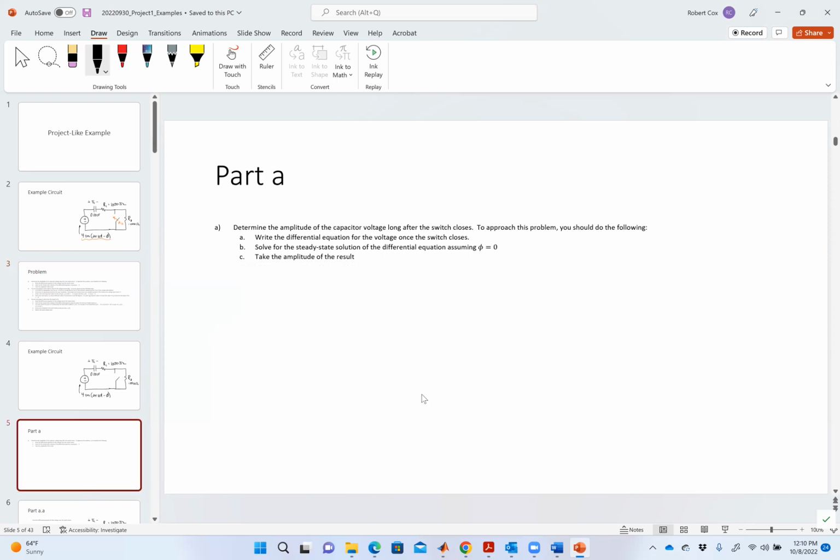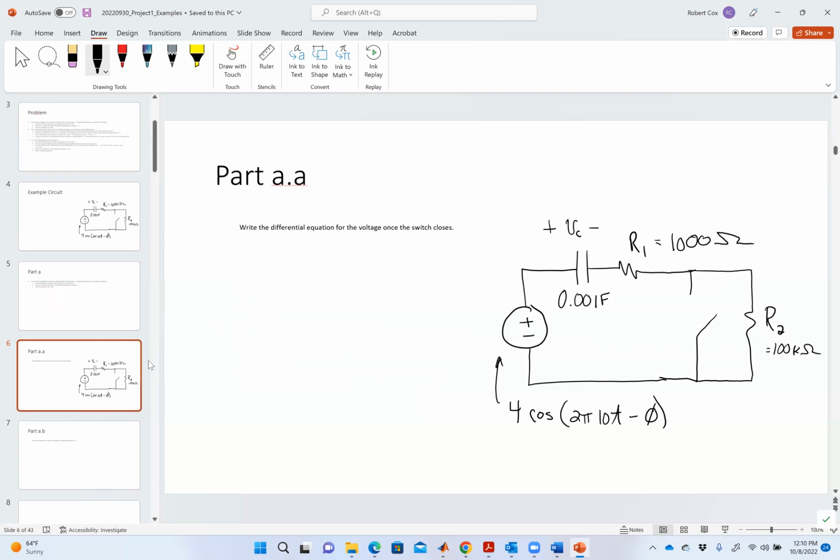Okay. So part A, determine the amplitude of the capacitor voltage long after the switch closes. To approach this problem, you should do the following. First, write the differential equation for the voltage once the switch closes. So, okay, here we go. Here's our circuit. Let's take this part. So once the switch closes, that means basically that this switch here is shut, right? So when I have a short across a resistor like that, what I have is that 0 equals I times R2, right?